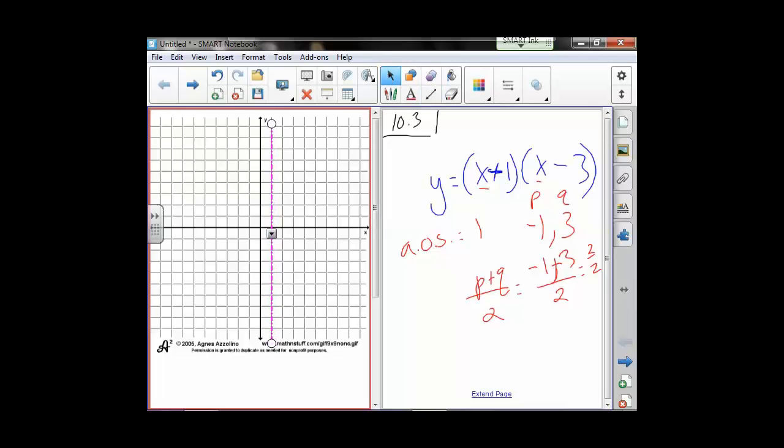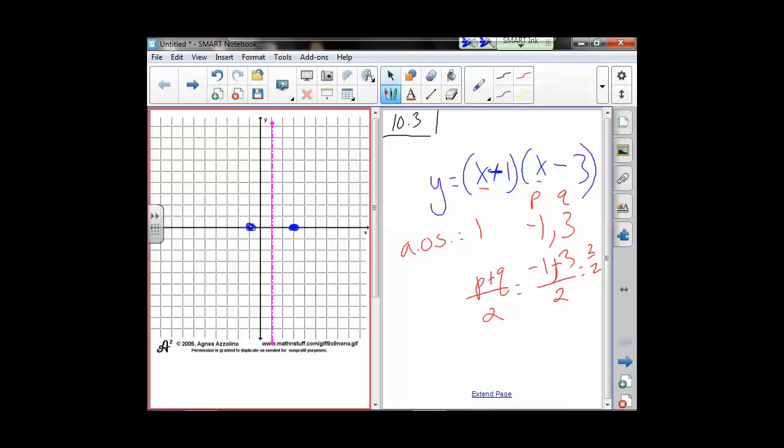From here, what else do I know about my graph? I don't know my y-intercept, but I know my x-intercepts. What are my x-intercepts? Negative 1 and positive 3. Starting from 0: 1, 2, 3. Are these equidistant from the axis of symmetry? Yes. Then I am a happy man.